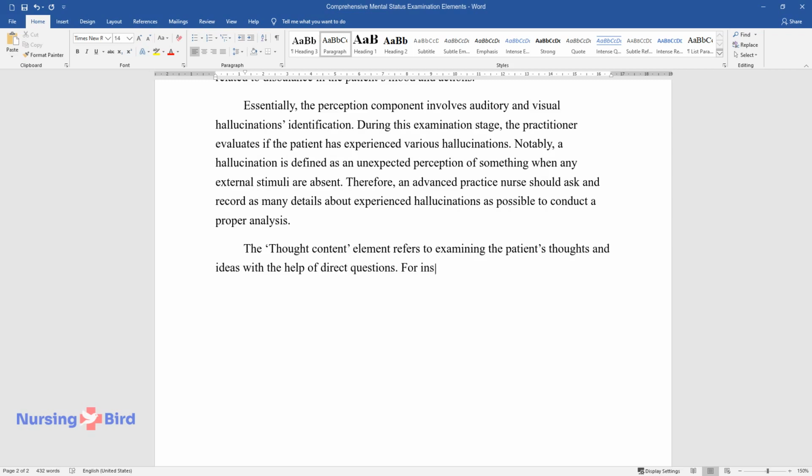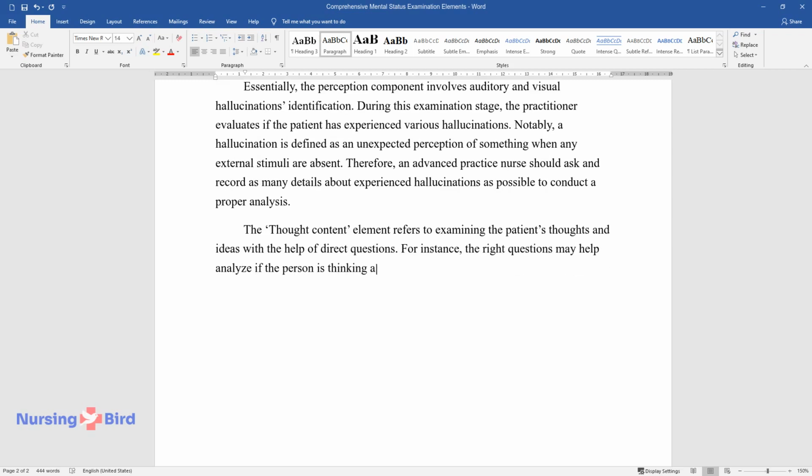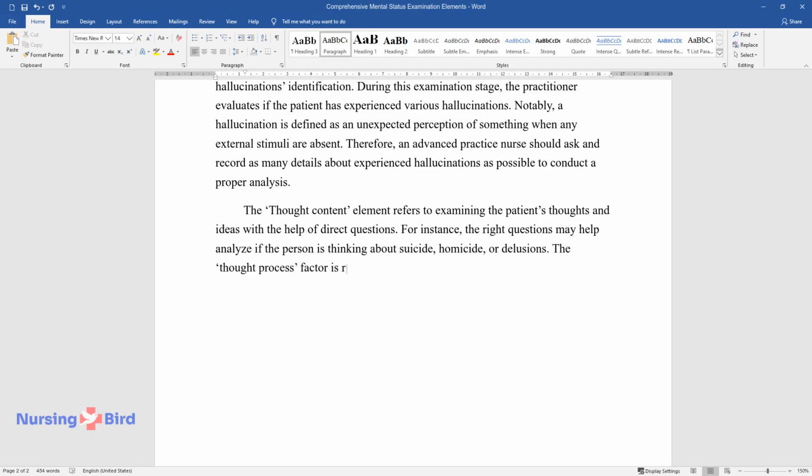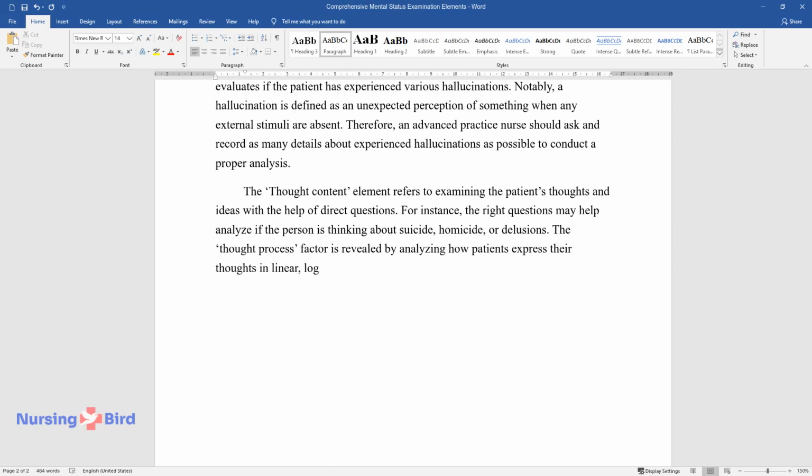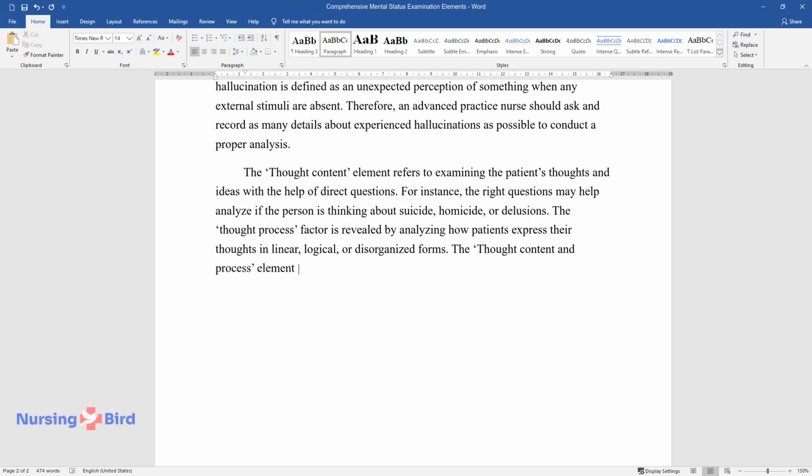The thought content element refers to examining the patient's thoughts and ideas with the help of direct questions. For instance, the right questions may help analyze if the person is thinking about suicide, homicide, or delusions. The thought process factor is revealed by analyzing how patients express their thoughts in linear, logical, or disorganized forms. The thought content and process element may provide vital details on mental health to the nurse.